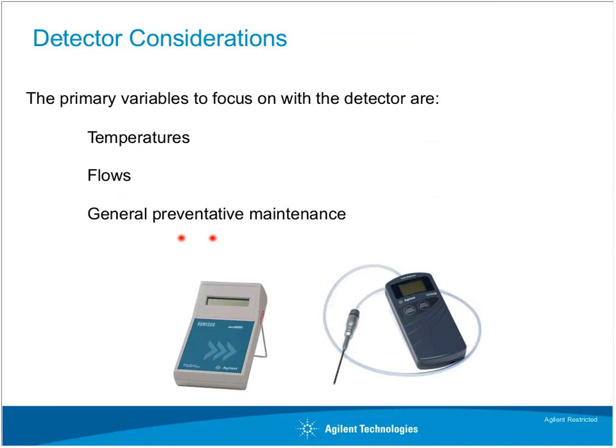Detectors are typically the easiest piece of the system to maintain. There's not much that has to be done there because whatever can get through the system and create issues does, and everything else is trapped most often in the inlet or the column itself.